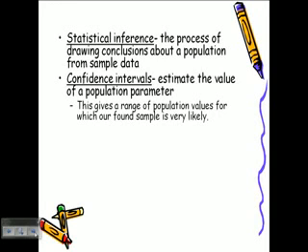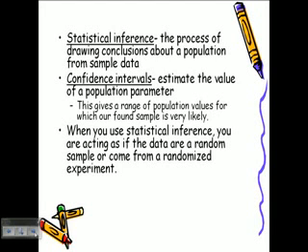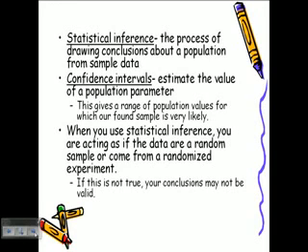Because formal inference requires the long-run, regular behavior that probability describes, it is important for us to have reliable results. Therefore, when you use statistical inference, you are acting as if the data are a random sample or come from a randomized experiment. If this is not true, your conclusions may not be valid.